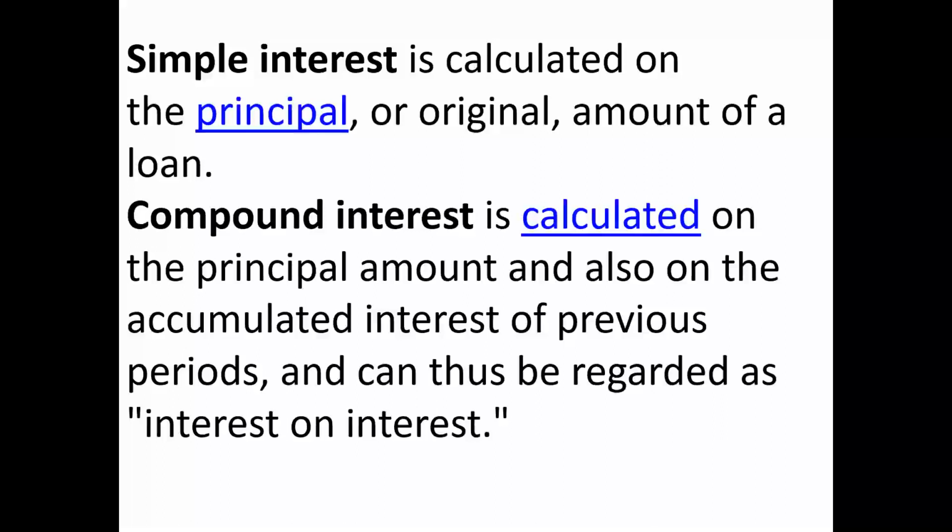And if we go for compound interest, it is calculated on the principal amount and also on the accumulated interest of previous periods, and can thus be regarded as interest on interest. That is a very interesting thing. The entire global market nowadays is based on compound interest. Say, for example, you have taken 100 rupees for 3 years, at a rate of interest of 4%.